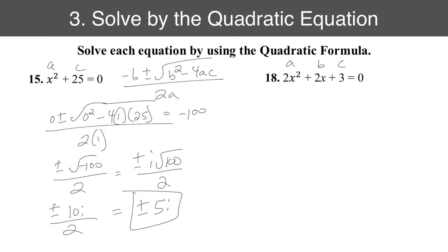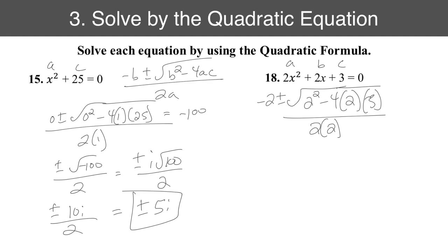So let's plug everything in and see what it looks like. First, negative b, so negative 2, plus or minus the square root of b squared, so 2 squared, minus 4 times a, which is 2, times c, which is 3, all over 2a, which is 2.